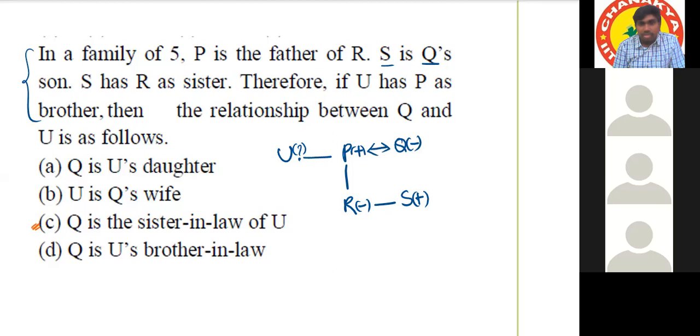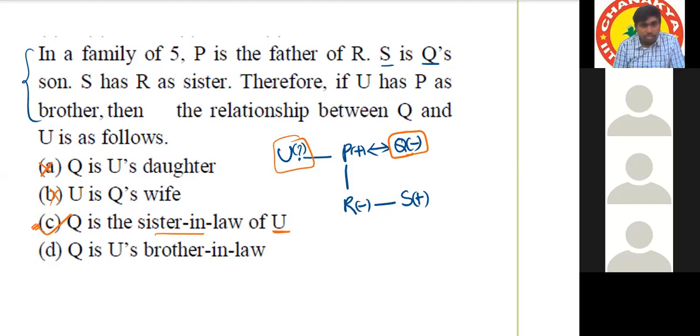Q is U's daughter. No. No, sir. U is Q's wife. No. No, sir. Q is the sister-in-law of U. Q is a female. That's why we can say the relation. U's brother's wife is U's sister-in-law. Q is the sister-in-law of U. Yes, correct. And this statement is independent of U's gender. Yes or no? Yes, sir. That's why we can say perfectly option C.